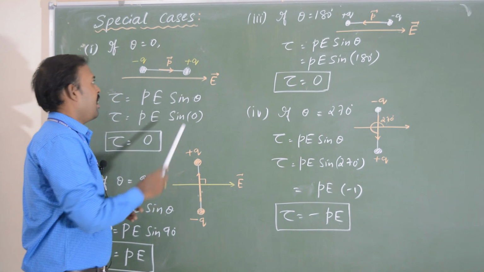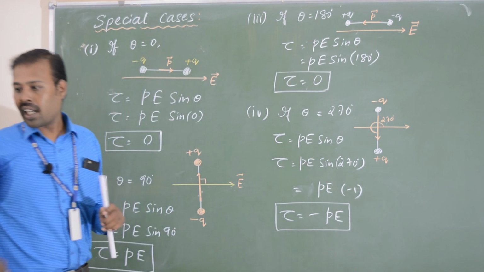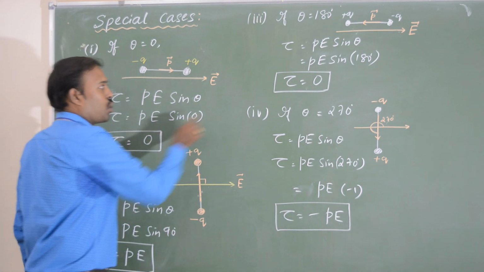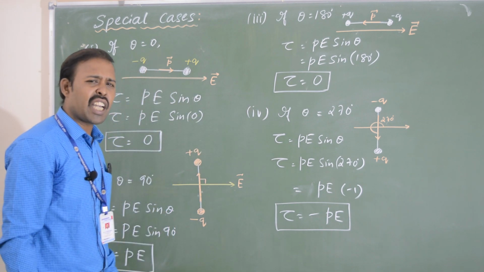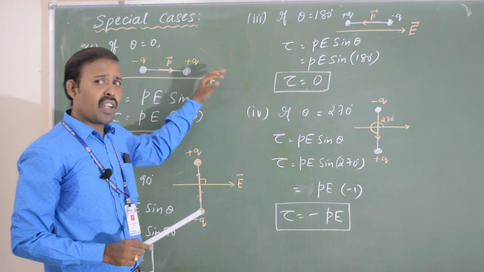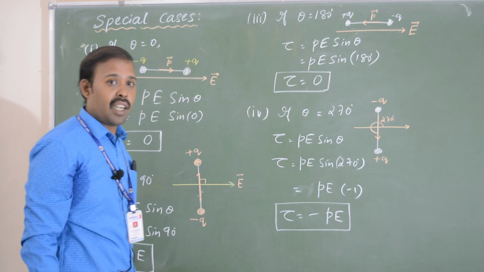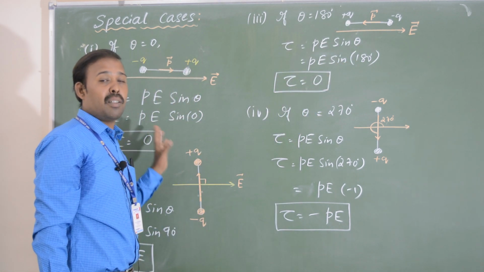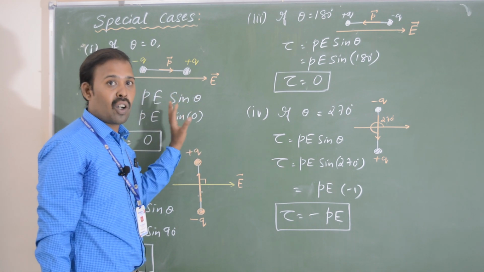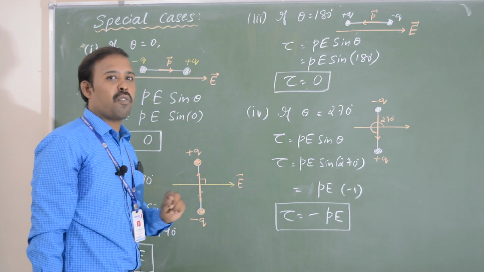Now I can say in these two cases, that is case 1 and case 3, where the torque experienced by the dipole is 0, therefore these two are in equilibrium. Which are in equilibrium? That is when the dipole is along the direction of electric field and when the dipole is opposite to the direction of the electric field. In these two cases, the torque experienced by the dipole is 0, therefore they are in equilibrium. But there is a small difference between these two.